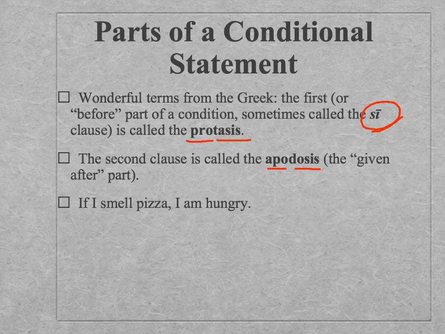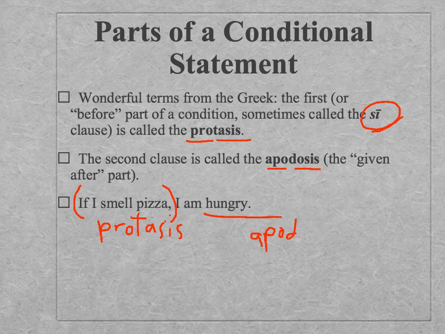If I smell pizza, this part comes before, so it's the protasis. I am hungry. Second clause, apodosis, given after.